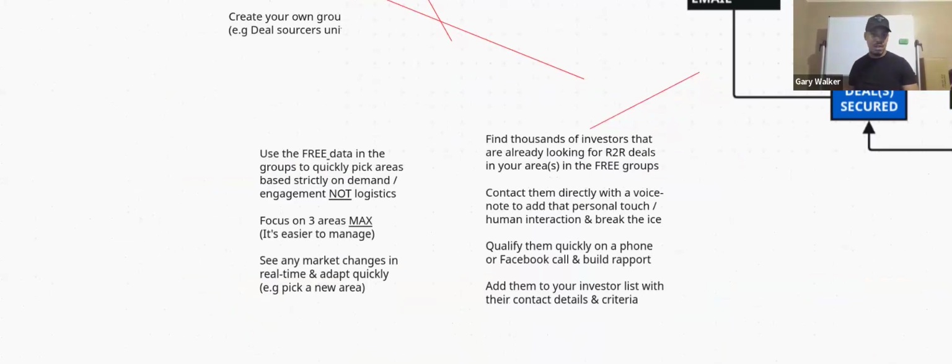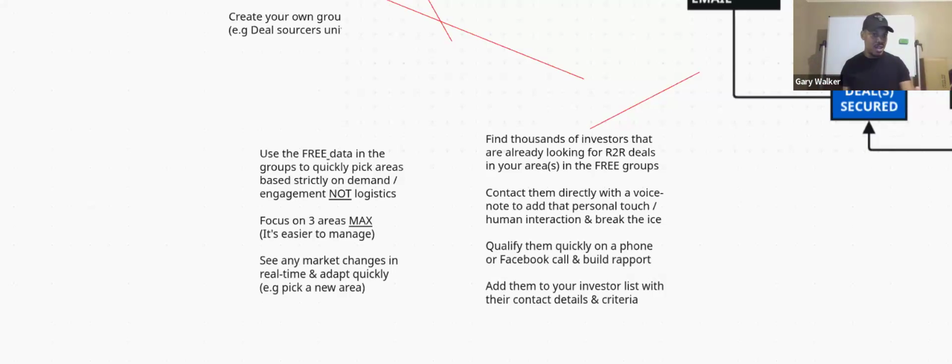Usually a deal sourcer will cover any area. That's usually what deal sourcers are doing. So they don't have specific areas they're covering that they can dominate. It's literally anywhere there's a deal, I'll attempt to do it. But what you want to do is go in these groups and actually look to see where the investors are engaging, where they are actively looking for deals. And usually it's the bigger cities, London, Birmingham, Manchester, places like that.